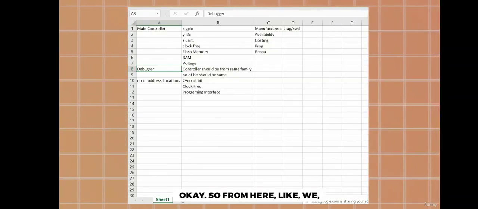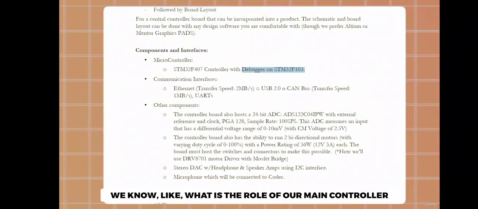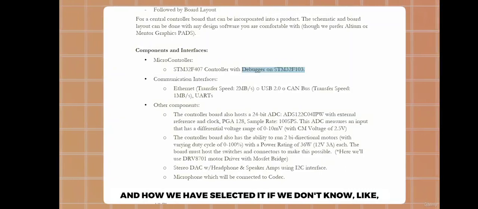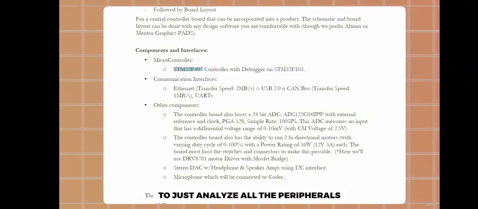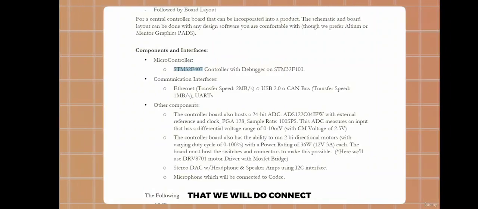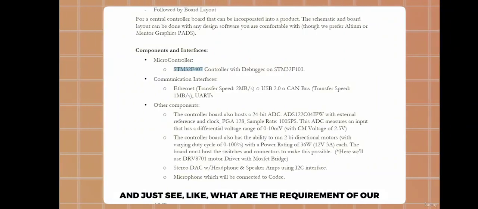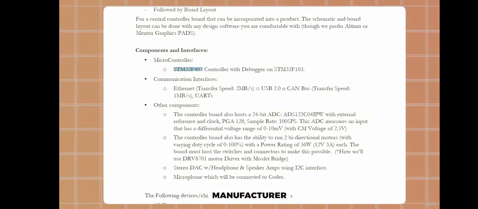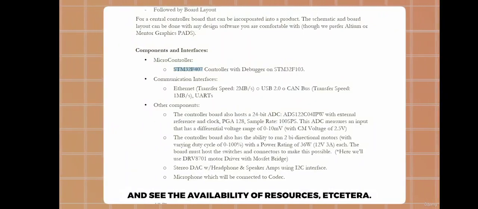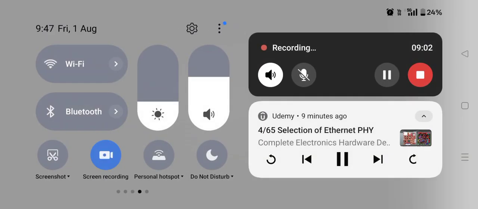So from here we know the role of our main controller and how we selected it. If we don't know which controller we are going to use, we have to analyze all the peripherals that we are going to connect and see what the requirements of our controller are, and then go to different manufacturers and see the availability of resources, etc.